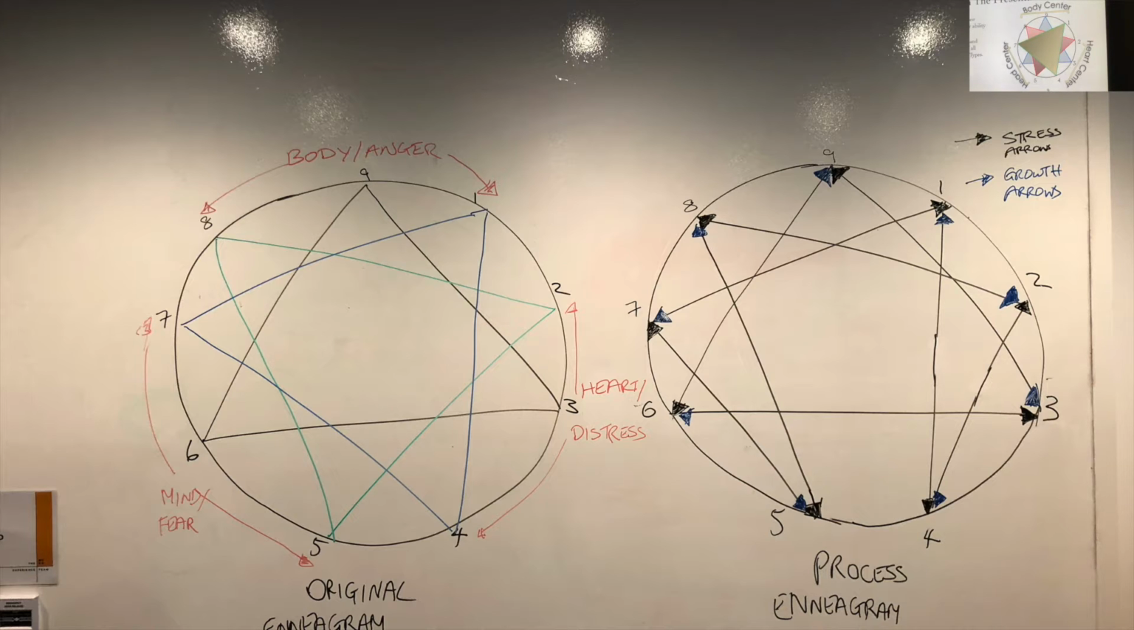Let's look at type 2. Type 2 is a little bit more complicated than 1, in the sense that you're not only connected to 1 and 3 on the original Enneagram diagram in the top right-hand corner of the screen. You're also connected to 4 and 7.